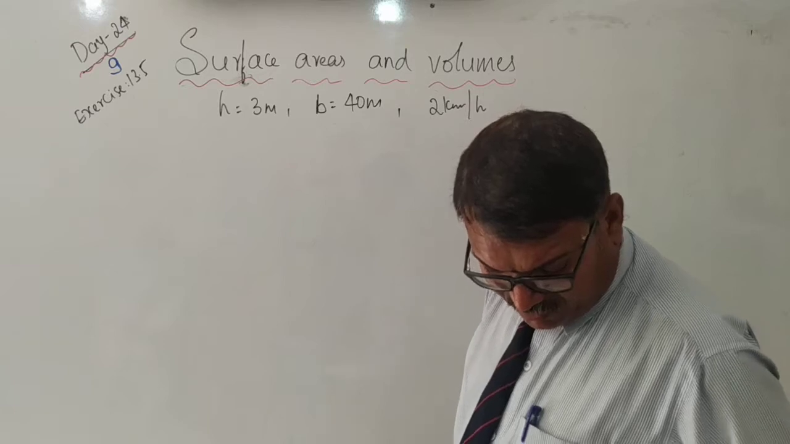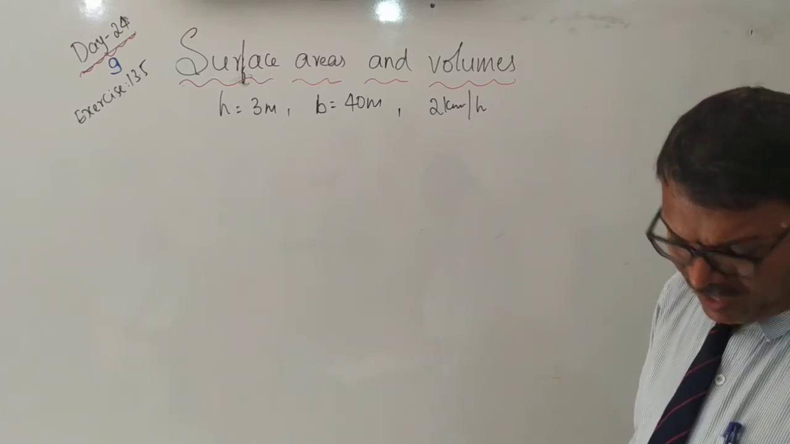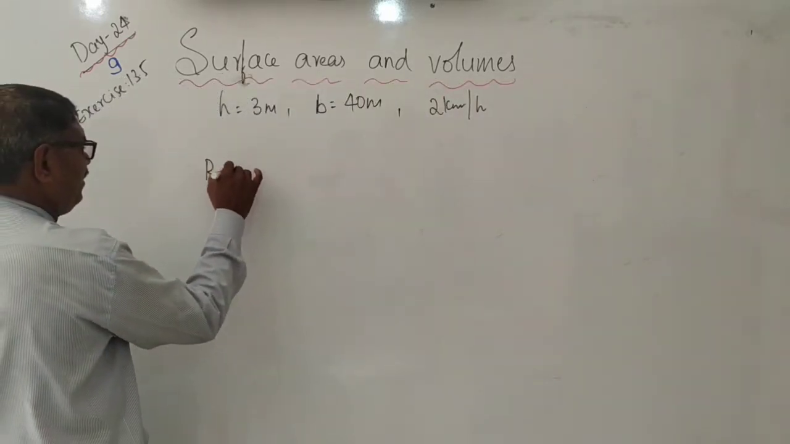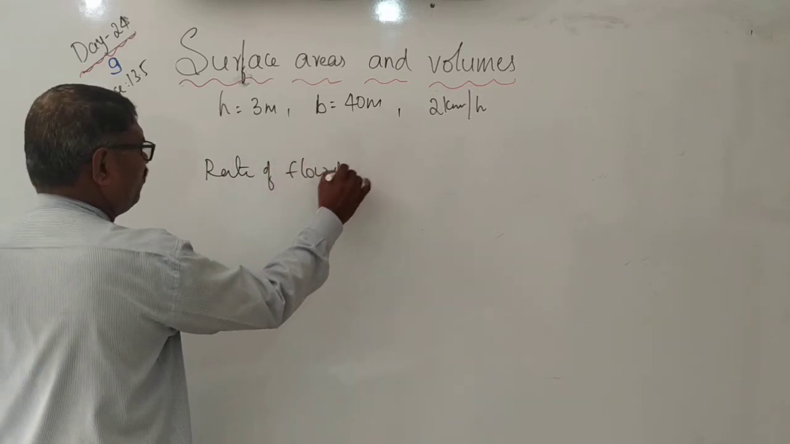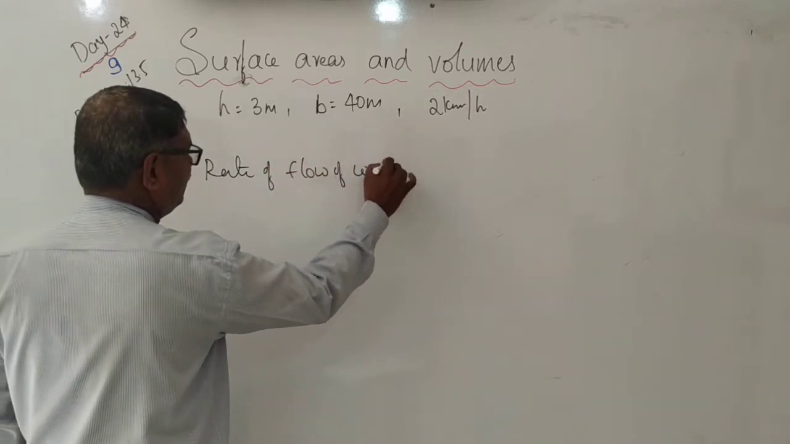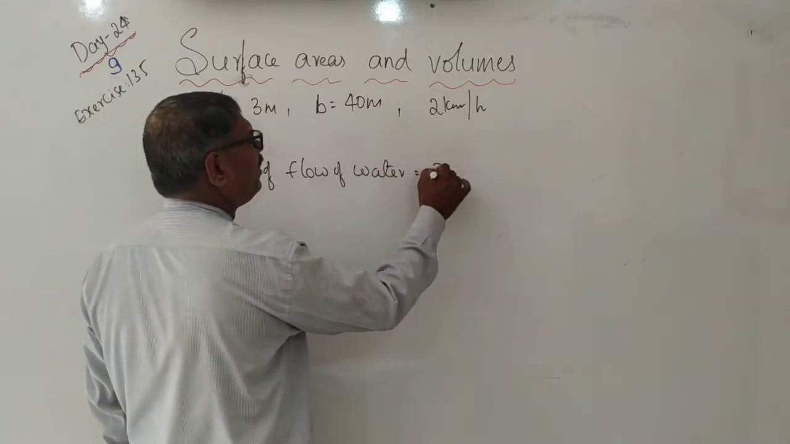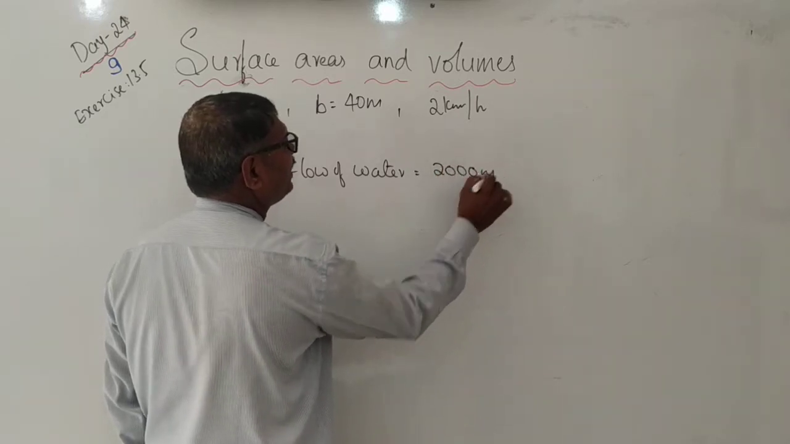First we will find out the rate of flow of water in 1 minute. 1 minute means very simple. 2 kilometers means I will write it as 2000 meters.